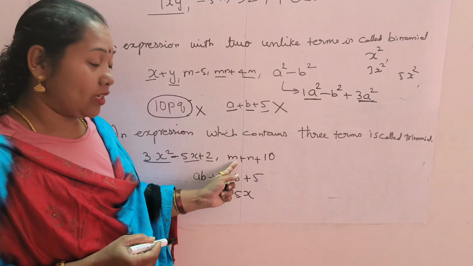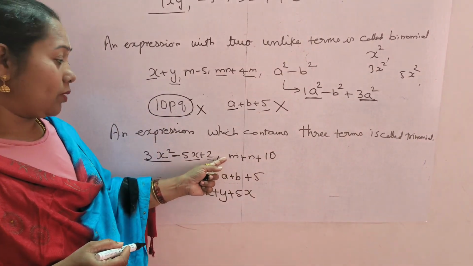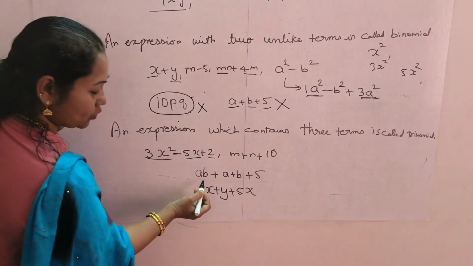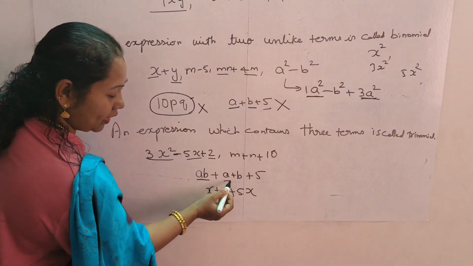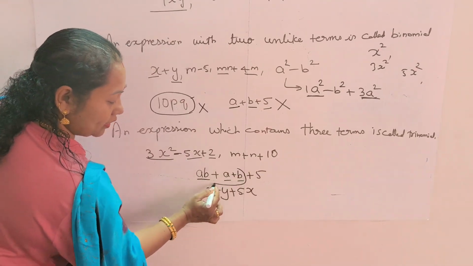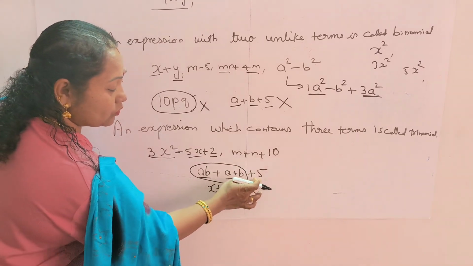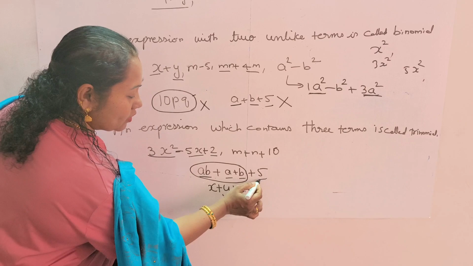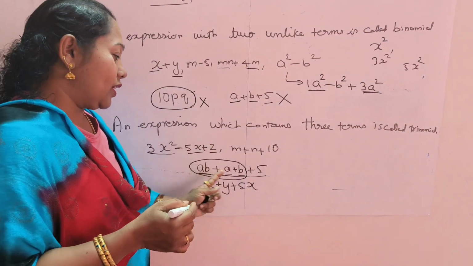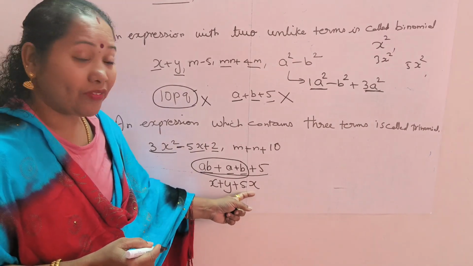Let us consider this one: m plus n plus 10. This is also a trinomial because three terms are there. Now let us consider this one: ab plus a plus b. If it is only up to here, then it is a trinomial. But we have plus 5 also. So this will not be considered a trinomial. This will be a polynomial because more than three terms are there.